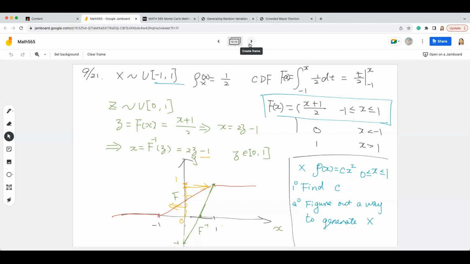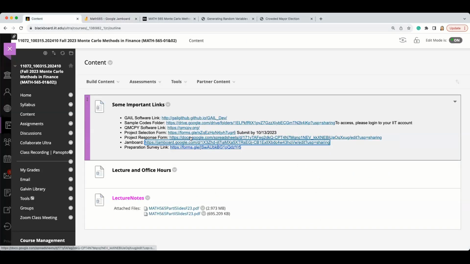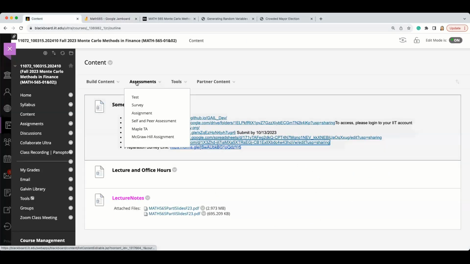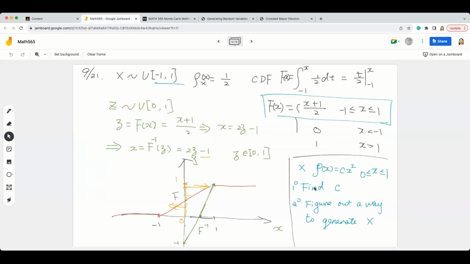You can always find a Jamboard here, so you can try this one. Next week we will go back to this, and I'll design some other questions. You will see the second homework. Any questions?